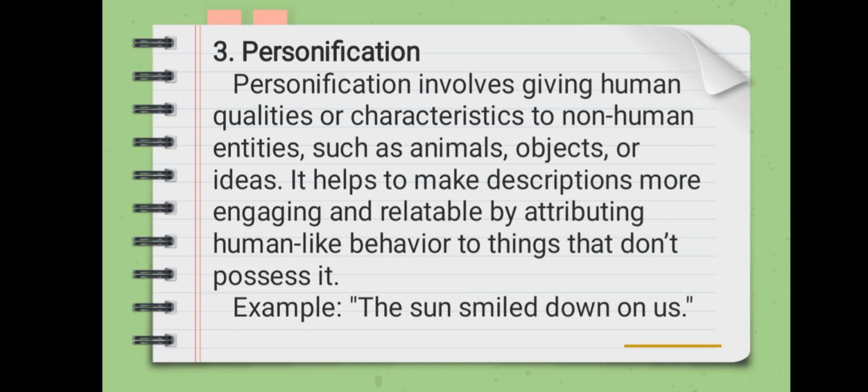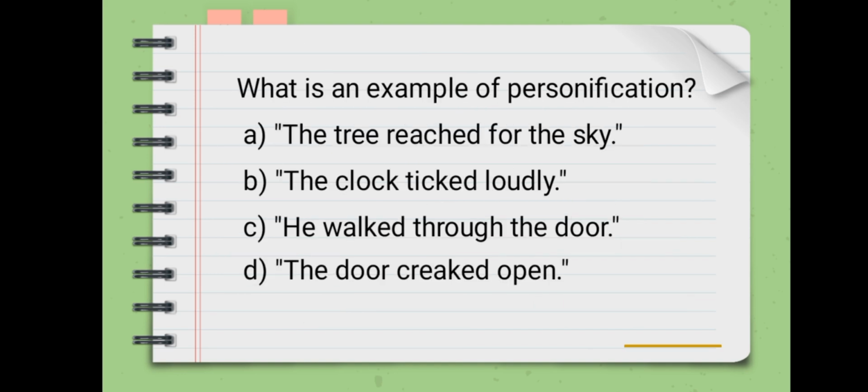Next figurative language is personification. So what is personification? Personification involves giving human qualities or characteristics to non-human entities, such as animals, objects, or ideas. It helps to make descriptions more engaging and relatable by attributing human-like behavior to things that don't possess it. For example, the sun smiled down on us. Here in the sentence, this makes the sun seem warm and welcoming, as if it had a human-like ability to smile.